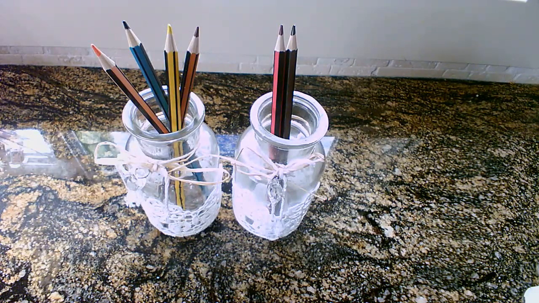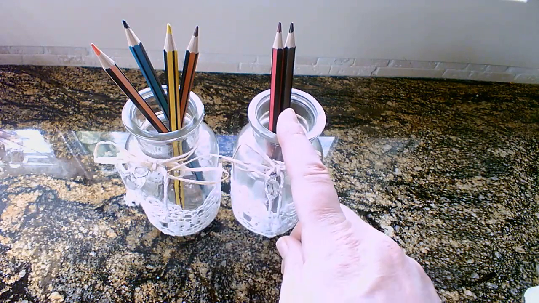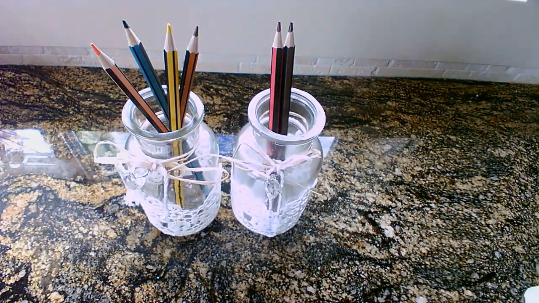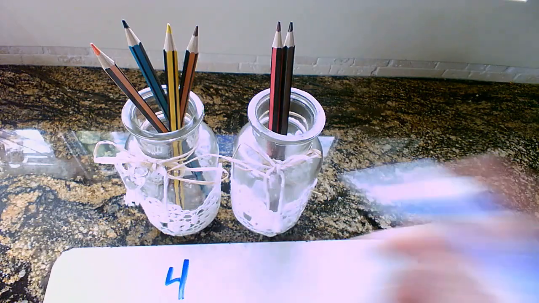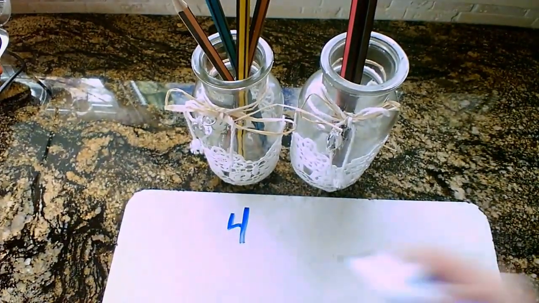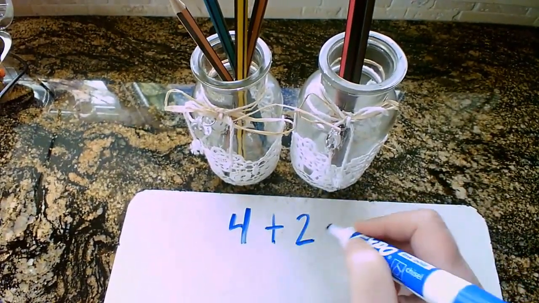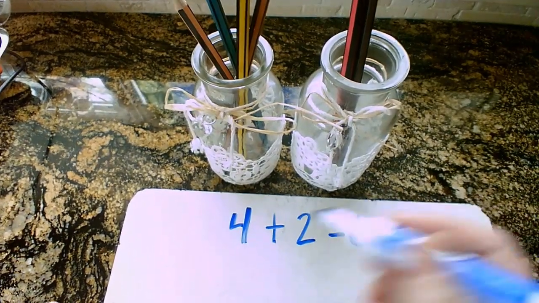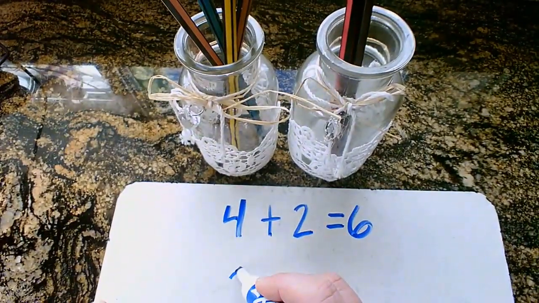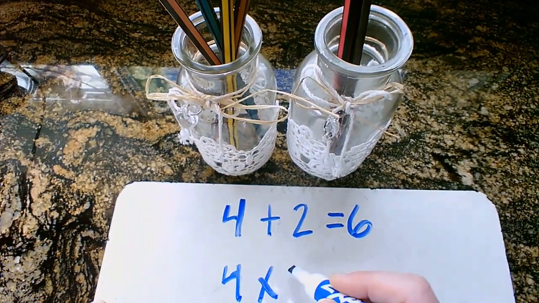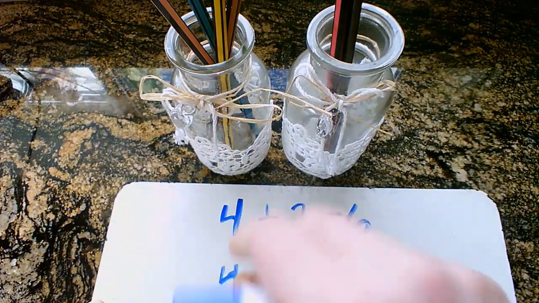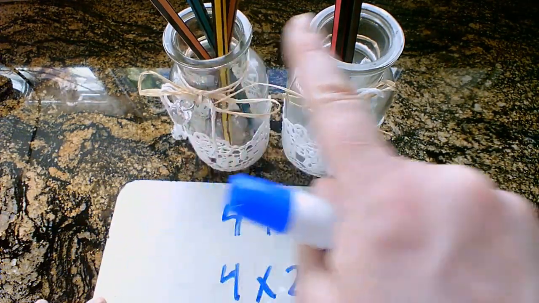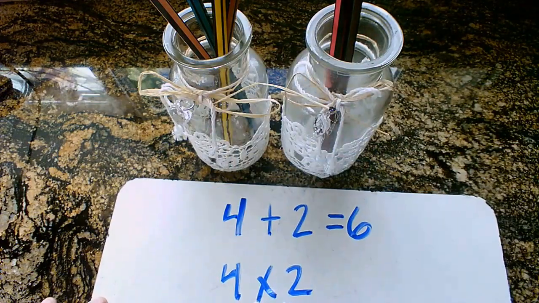No, I cannot, because the groups are not equal. So in order to find the total here, I would need to add 4 plus 2 equals 6. I cannot say 4 groups of 2 or 2 groups of 4, because first of all, in this one, I do not have 4 groups. I only have 2 groups.